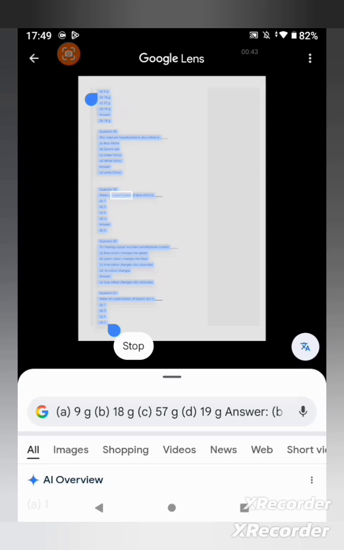Question 19. Water of crystallization of blue vitriol is A. 1. B. 5. C. 4. D. 2. Answer: B. 5.